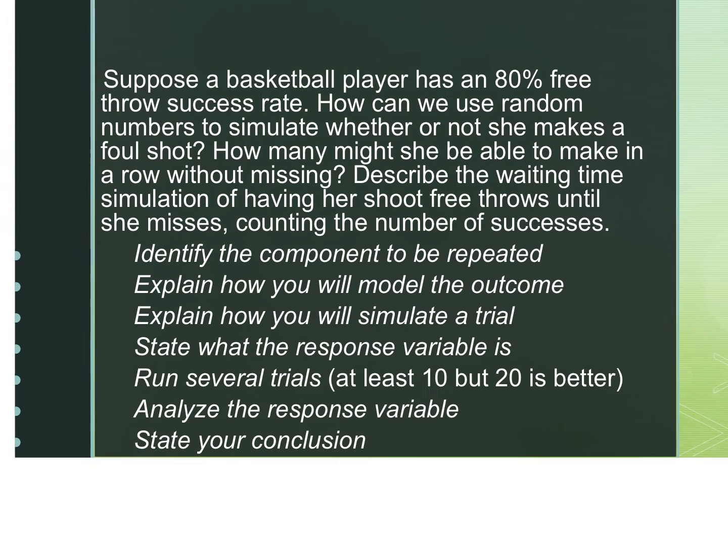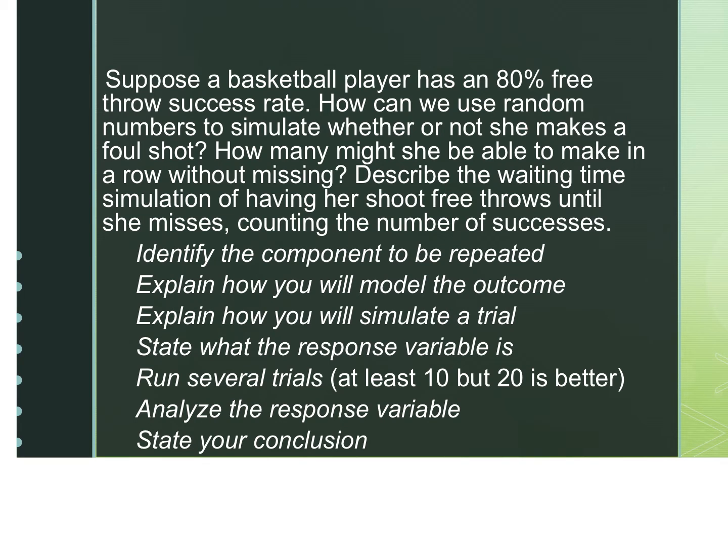So here is our first simulation that we're going to do together. Suppose a basketball player has an 80% free throw success rate. How can we use random numbers to simulate whether or not she makes a foul shot? How many might she be able to make in a row without missing? Describe the waiting time simulation of having her shoot free throws until she misses.